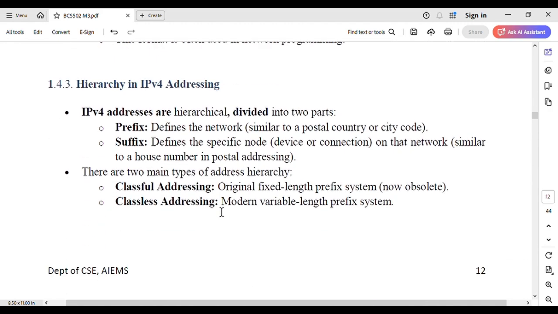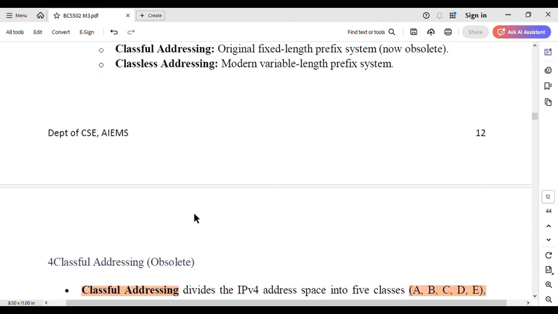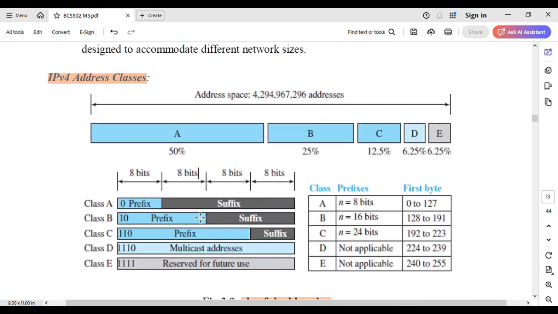IP addresses are hierarchical, divided into two parts: first a prefix and then a suffix. The prefix defines the network, and the suffix defines a specific node on the network. There are two main types of address hierarchies: classful address and classless address. In the classful category, we have class A, class B, class C, class D, and class E.